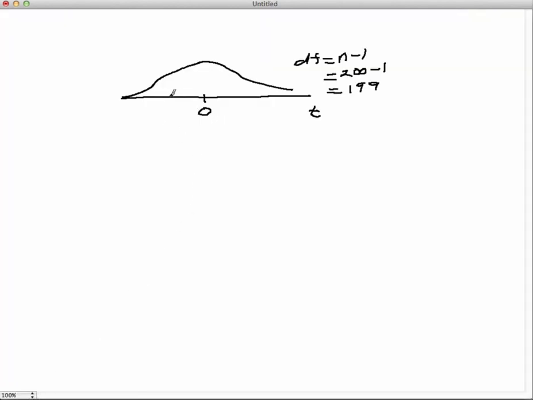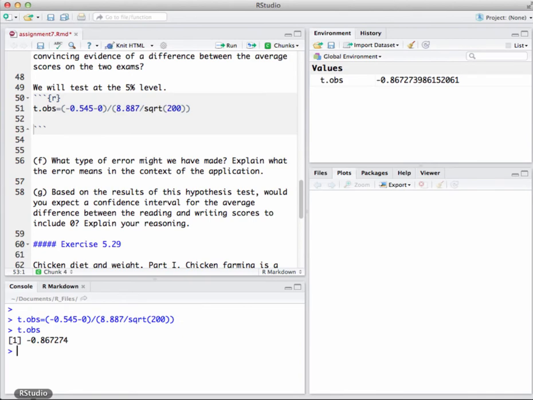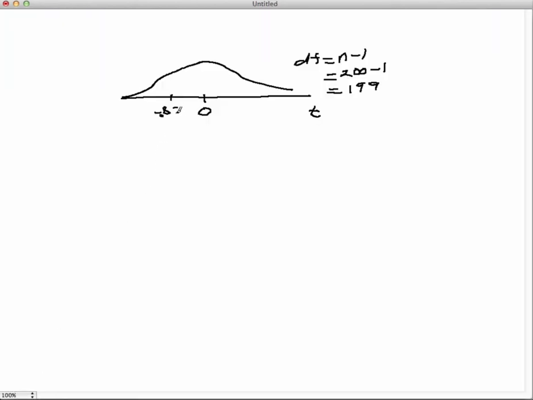Okay, so let's go plot that t observed value onto our graph. So that's going to be roughly right about there, negative 0.8. Let's get some more digits here. 67, that's going to be plenty. So negative 0.867. And we want to find out what is the corresponding area in this tail down here. This region down here will give us half of our p-value.